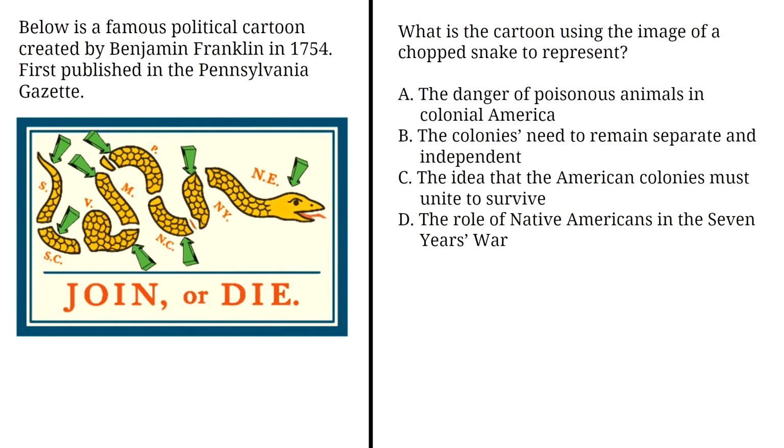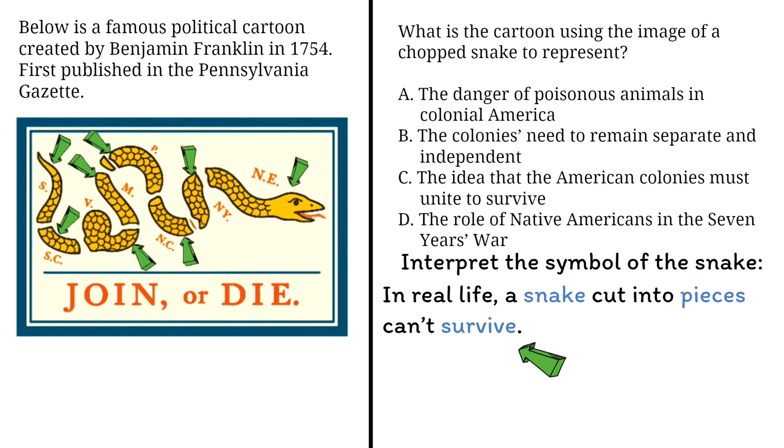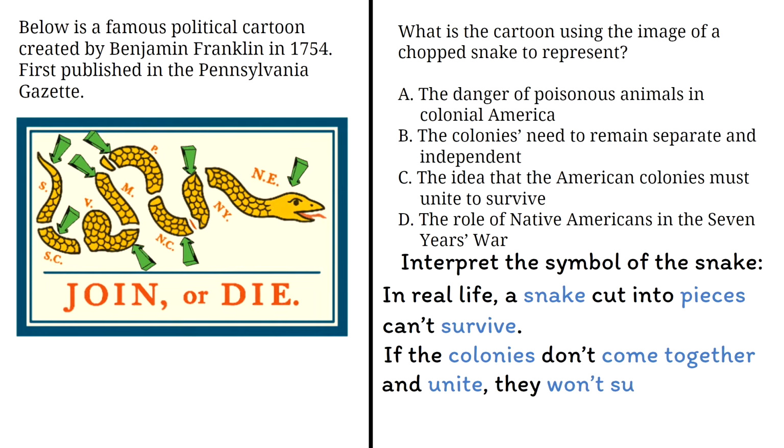So what does the chopped up snake mean? In real life, a snake cut into pieces can't survive. Franklin is using this image to say, if the colonies don't come together and unite, they won't survive either. The message is a warning: either unite or face destruction.